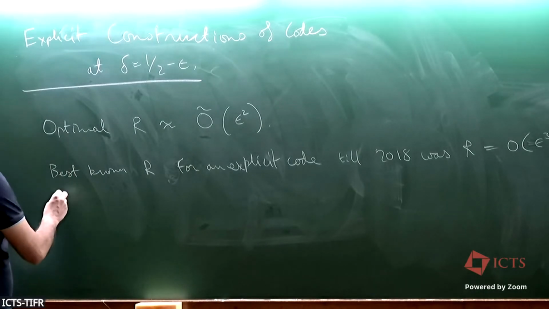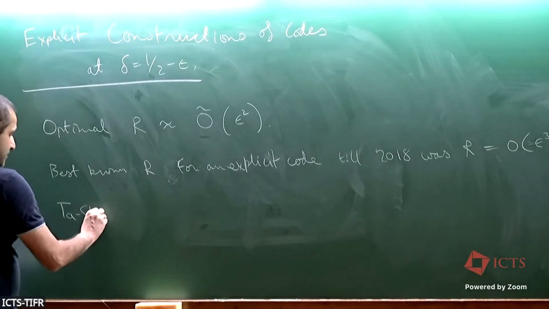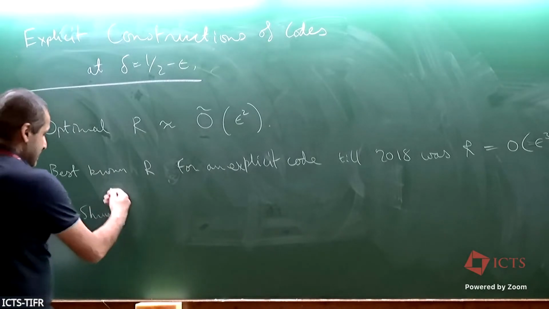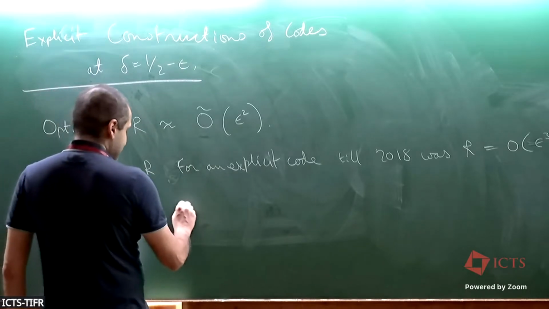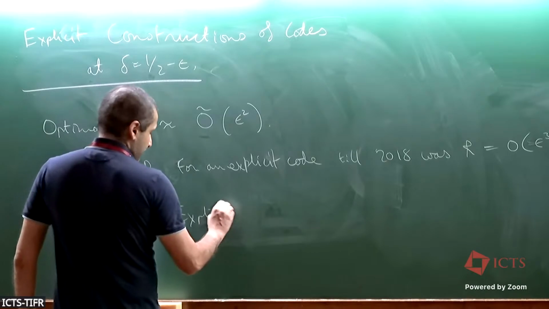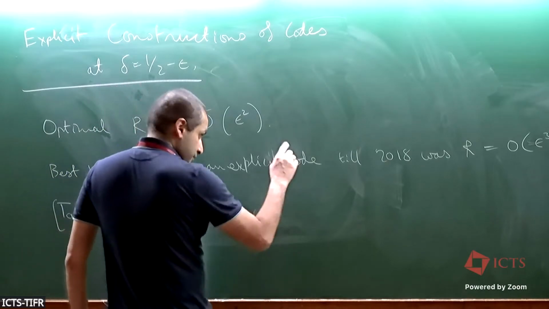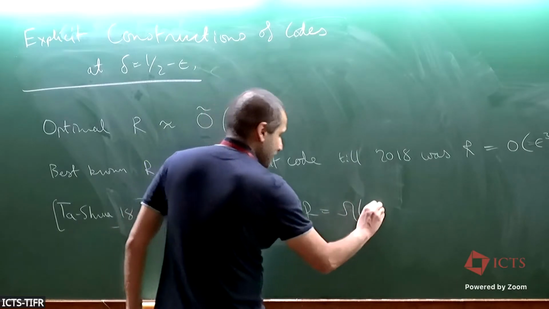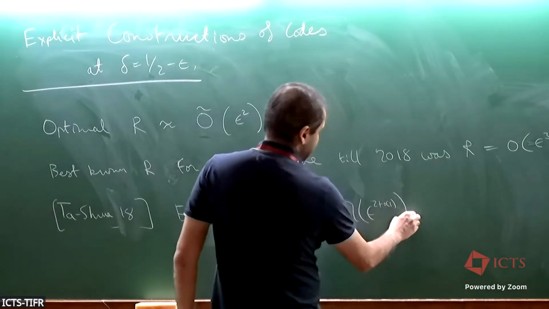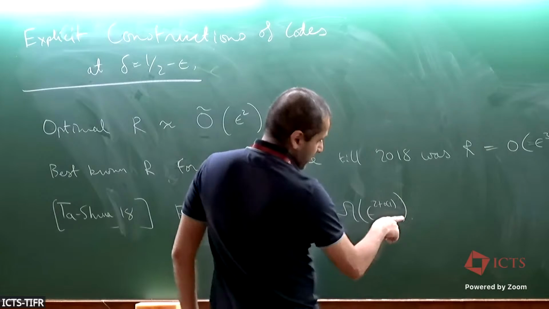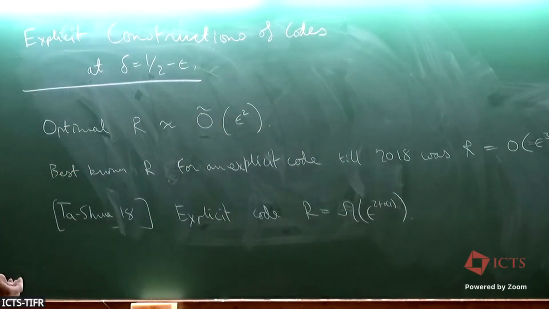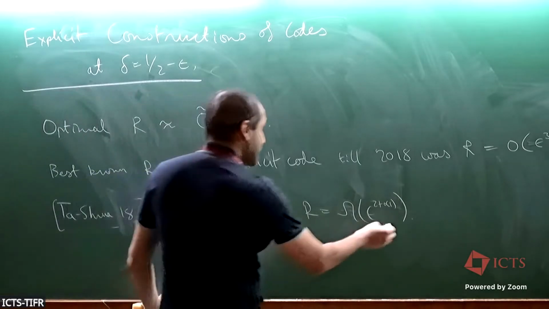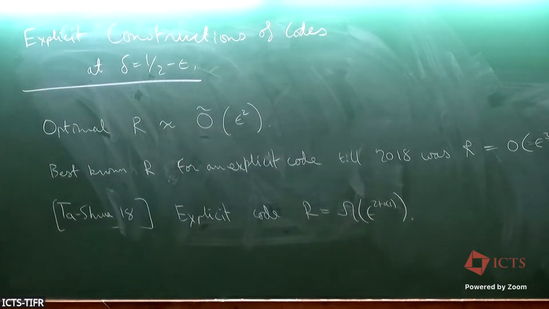But then in 2018, Amnon gave an explicit construction of a code in this setting with R being omega of epsilon to the 2 plus little o(1). So it is epsilon squared times some polylog epsilon. And it was based on expanders in a really beautiful and very elegant way. So I'm not going to be able to say much about this.